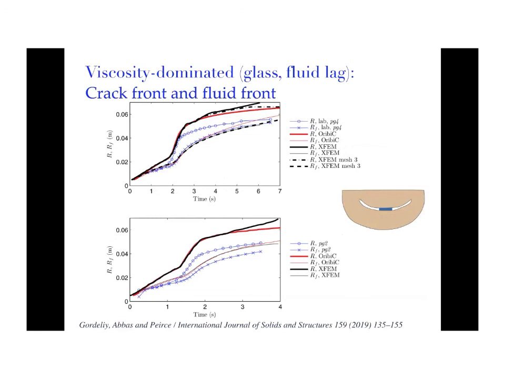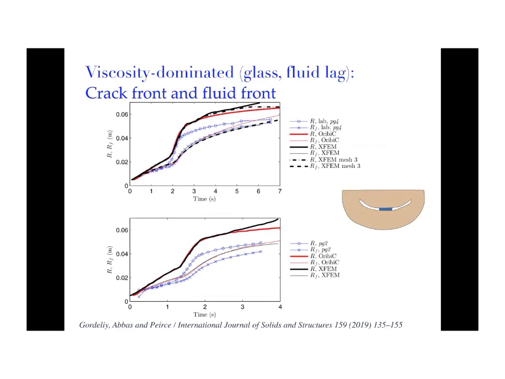So this is for the same viscosity-dominated case in glass. Now we look at the location of two fronts, the fluid front and the fracture front, and they are different, right? So if you look at the top plot, the blue symbols are again the lab results. The curve with the circles is the radius of the fracture. The curve with the crosses is the radius of the fluid front.